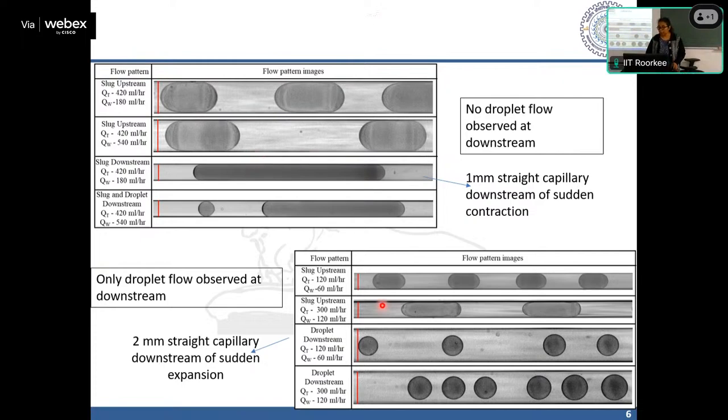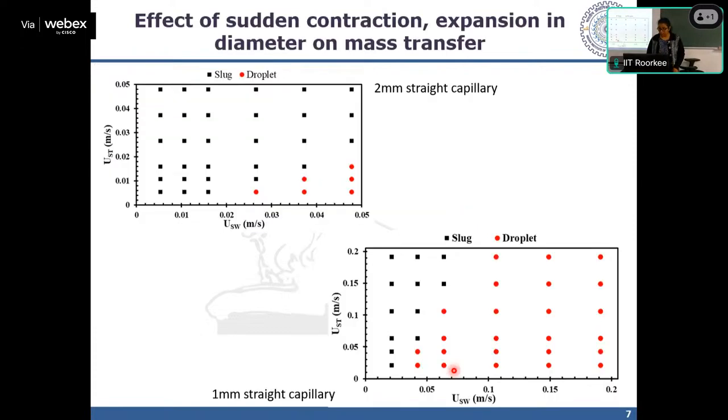What will be the reverse observation when the 1 mm tube is followed by 2 mm? That is a sudden expansion of the flow path. Here we observe that the droplet flow in 2 mm dominates. When the slugs from the 1 mm tube suddenly experience the increased diameter, they form well-defined droplets in the downstream.